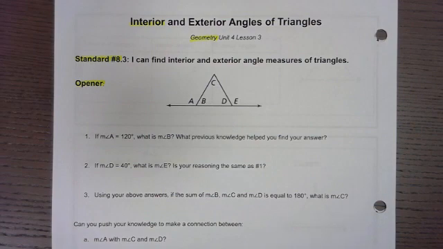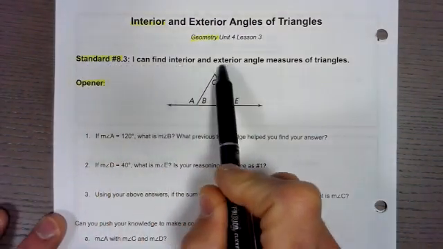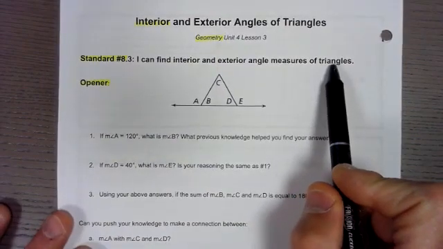It's time we jumped into interior and exterior angles of triangles, which is Unit 4, Lesson 3. For today, what we're going to be doing is standard 8.3. I can find interior and exterior angle measures of triangles.